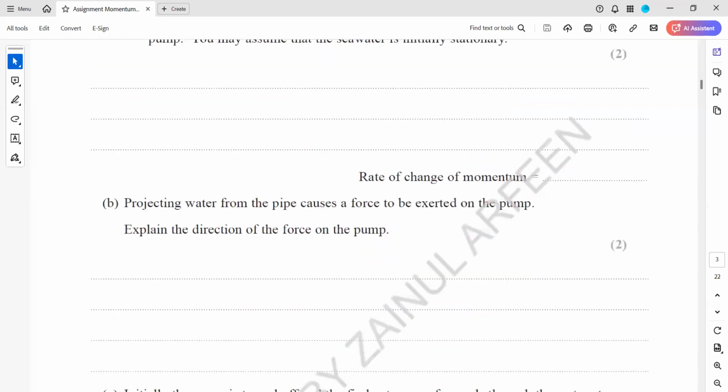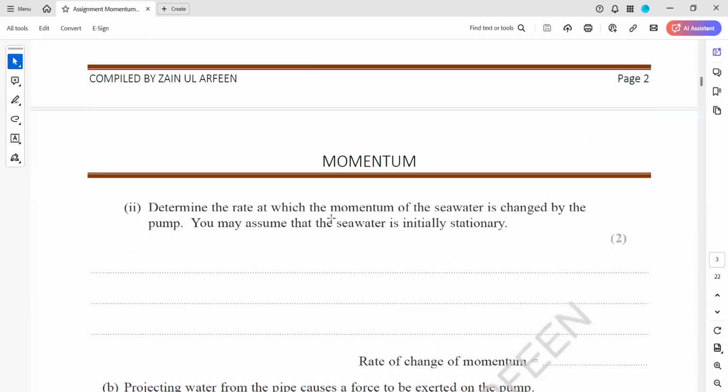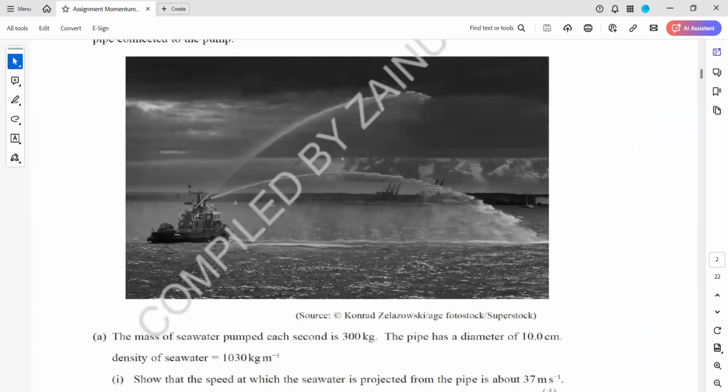The projecting water from the pipe causes a force to be exerted on the pump. Explain the direction of the force on the pump. Like here, for example, is a pump. What is the direction of the force on the pump?